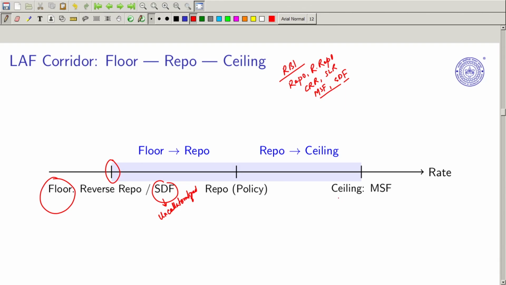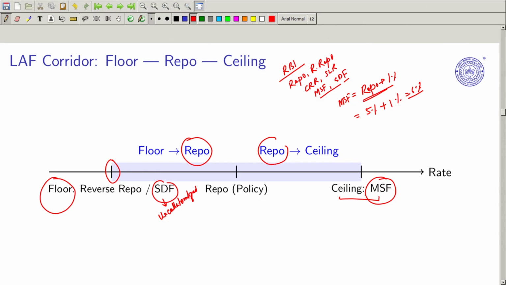And here we have the ceiling, right. So, the marginal standing facility is this. Here we have the floor, and here we have the repo which is going towards this ceiling, and in the ceiling we have the marginal standing facility. Why is it on the ceiling side? Because the marginal standing facility is normally repo plus 1%. So, if the repo is, suppose, 5%, the marginal standing facility will be 6%. This is a special window created for banks to borrow money from the RBI at a higher rate than the repo rate.